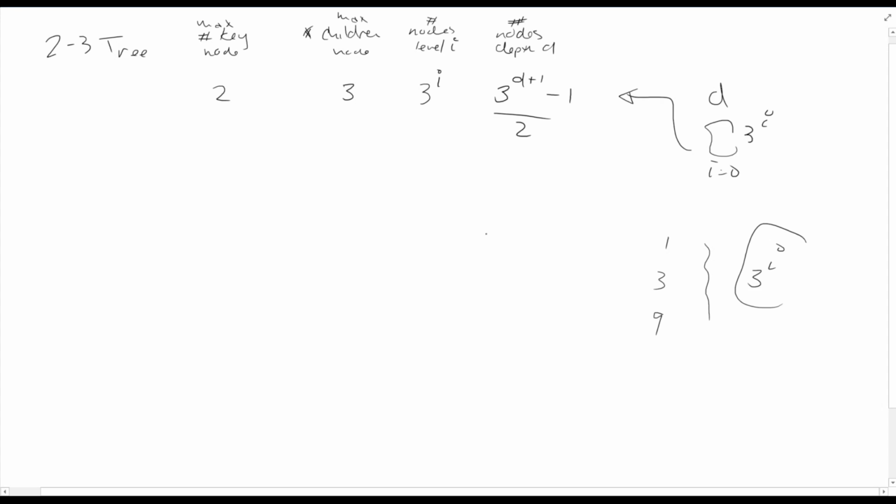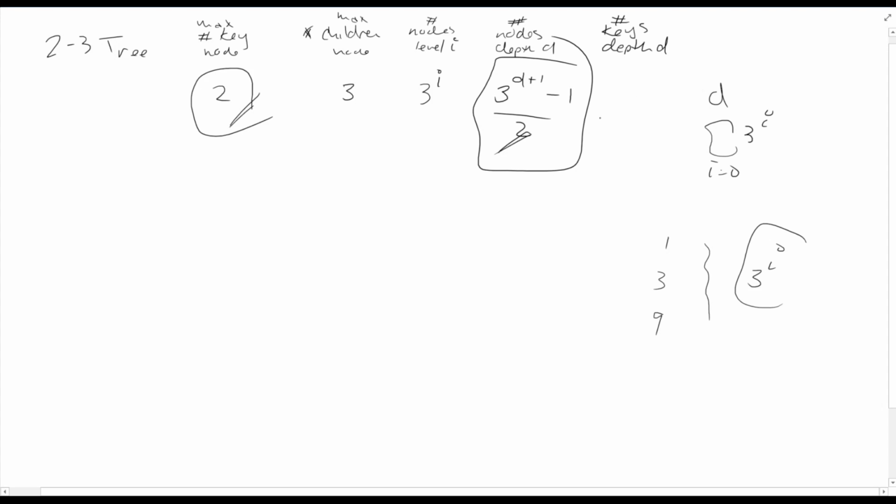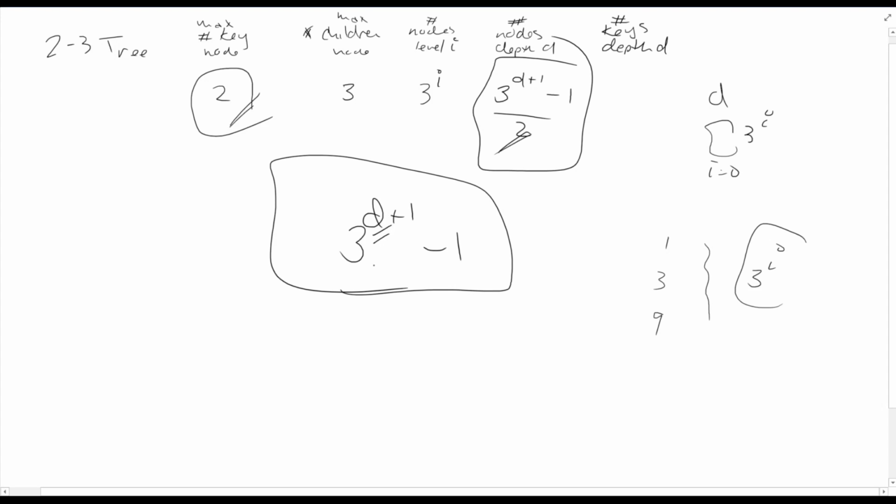Okay. Now we'll notice, oh, and I needed a little extra room here, so let me delete this. I want to say now, what about the number of keys in a tree of depth D? Well, if this is the number of nodes I can fit in a tree of depth D, and this is the number of keys I could put in a node, I multiply, the 2 cancels out here, I just get this number here, 3 to the D plus 1 minus 1. That's how many keys I can store in a B tree rather, of depth D.